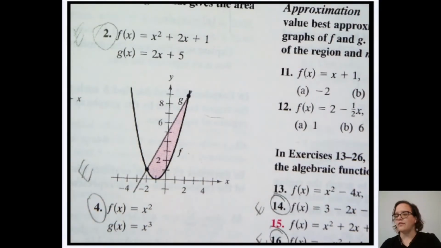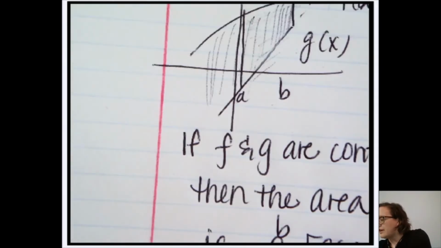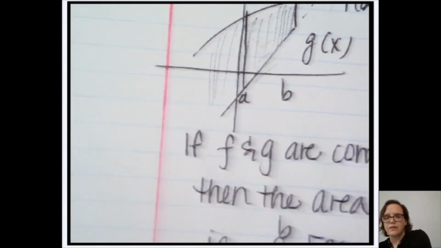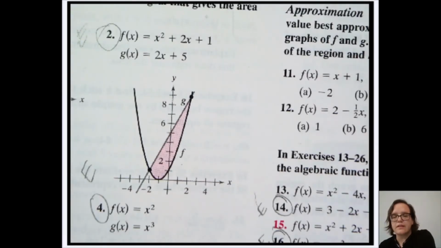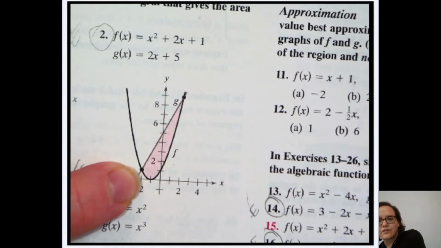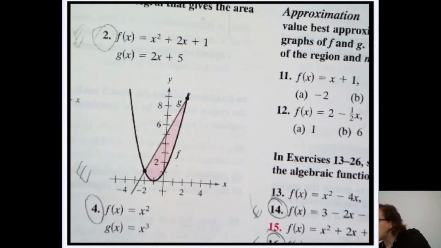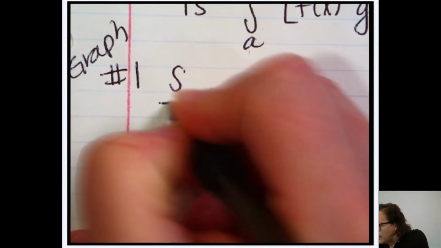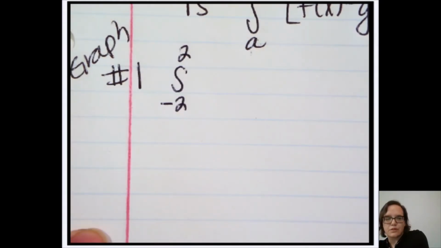We can start here. The things that we need to first identify are what's my left number and my right number for x, so where's that a and where's that b? So where do they intersect? Looks like they intersect at -2 and at +2. So that first piece of information that we're going to put in here is that we will need to go from -2 to 2.